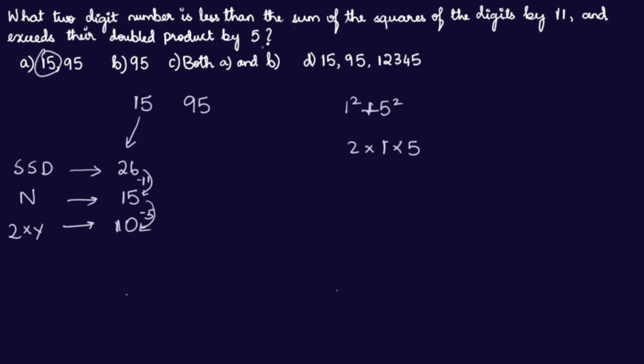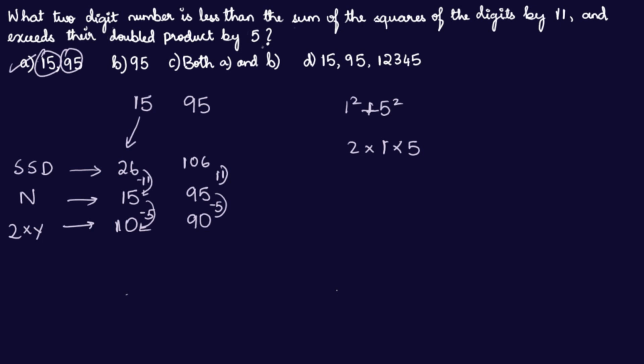And then what about 95? 9 square plus 5 square is 81 plus 25, which is 106. The number is 95, so this exceeds 95 by 11. So the first condition works for 95. And 2 times 9 times 5 is 2 times 45, which is 90, and 95 exceeds 90 by 5. So it works for 95 as well. So our answer should be both 15 and 95, straightforward A.